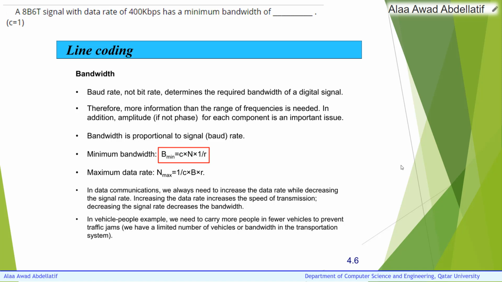So the bandwidth will be 300 kilohertz. 400K multiplied by R, which is 8 over 6. So you can calculate the minimum bandwidth, 300K. Okay, with data rate in kilobit per second, the bandwidth is in kilohertz.